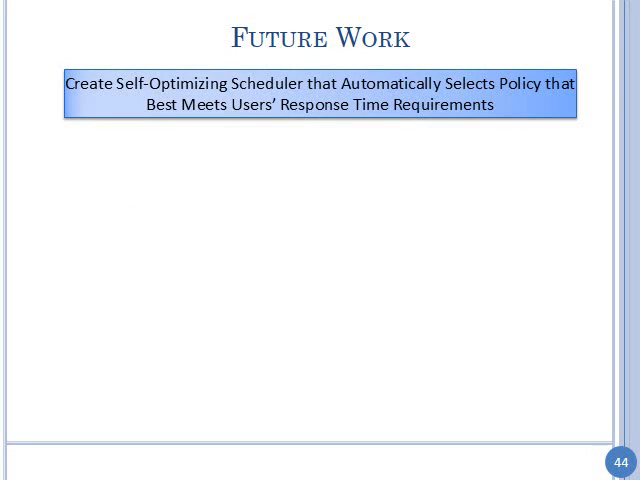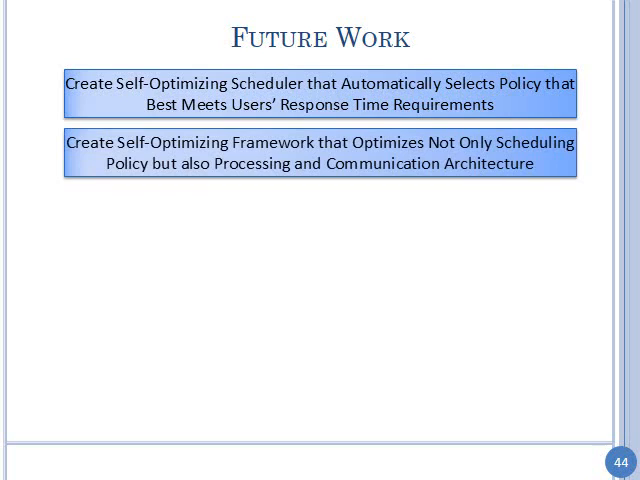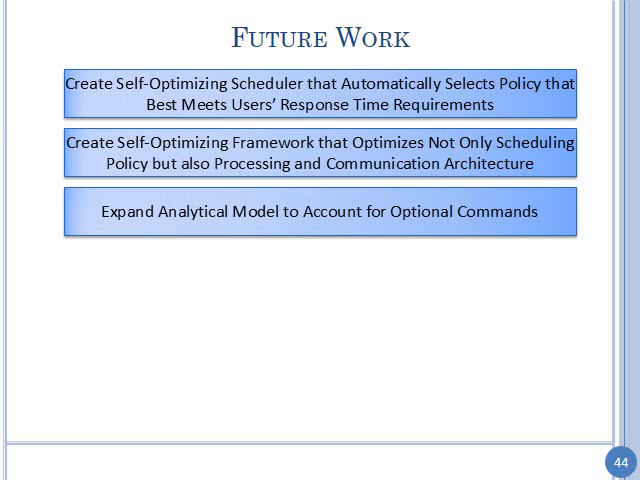In the future, we would like to create a self-optimizing scheduler that automatically selects a policy that best meets response time requirements. And not only the scheduler, we want to make the scheduler part of a global optimizer that's not only going to optimize scheduling, but also the processing and the communication architecture. And of course, we want to expand our analytical model and therefore our system to handle applications that have those optional commands such as concurrency control, consistency maintenance, awareness, and so on.